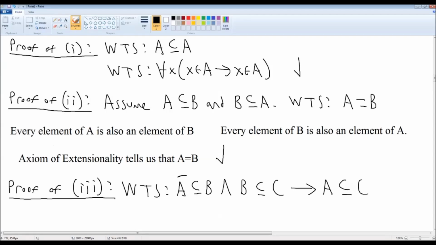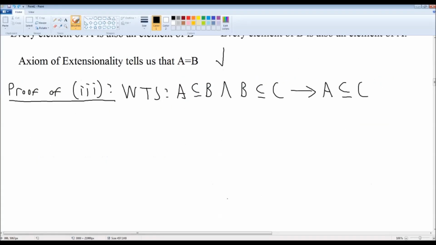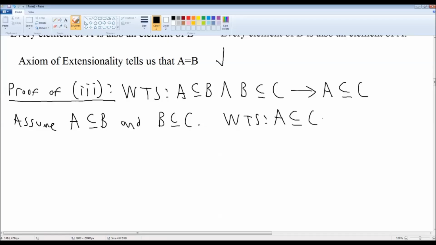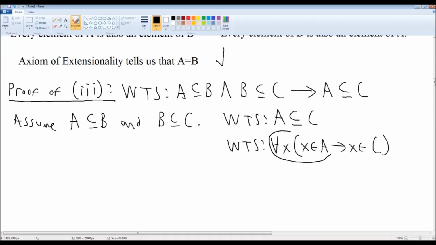Now let's prove 3. We want to show that if A is a subset of B and B is a subset of C, then A is a subset of C. So let's assume the hypothesis. Assume A is a subset of B and B is a subset of C. We want to show A is a subset of C. What does subset mean? It means that anything in A has to be in C. In other words, we want to show that for any x in A, x also has to be in C. We can also write this in more compact notation.